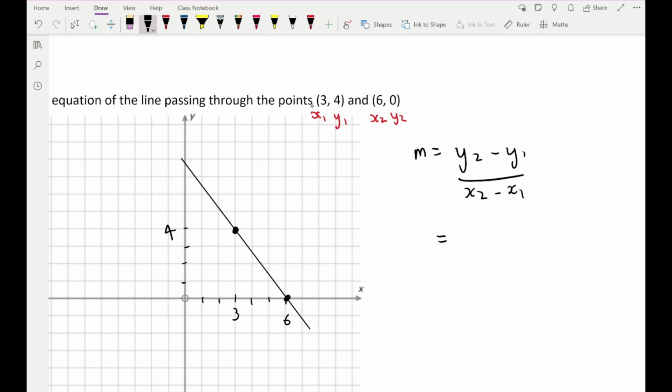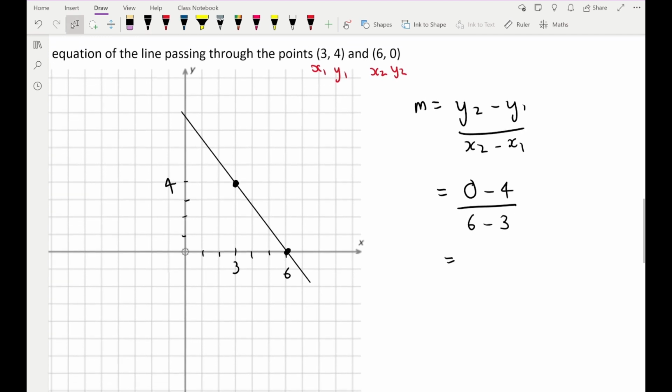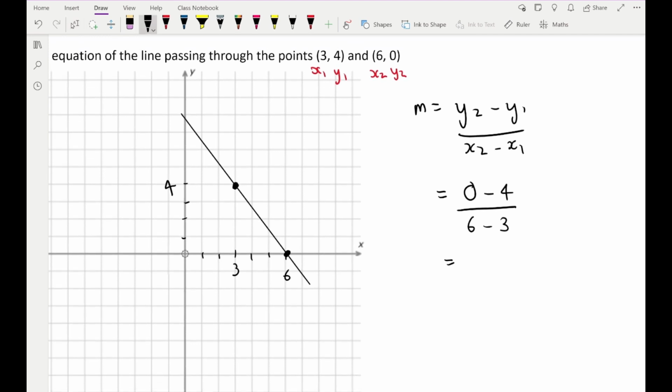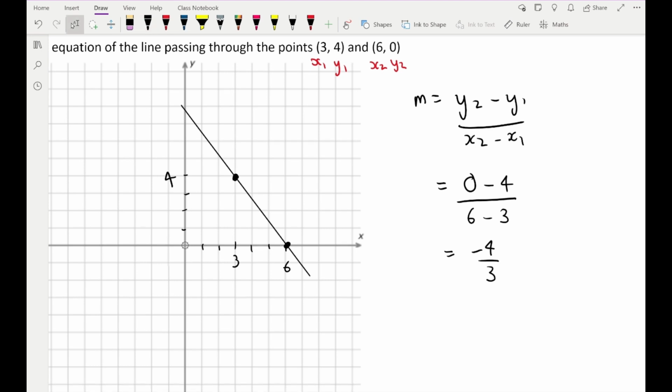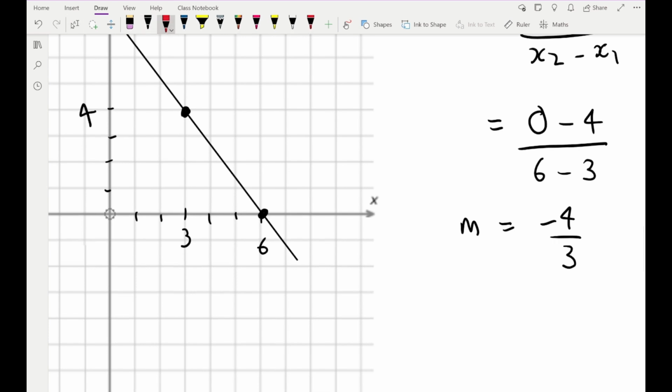So on the top we've got y2 take y1, that is 0 take 4. And on the bottom, x2 take x1, that's 6 take 3. Good stuff. So our slope is going to be -4/3. Interesting stuff. So there's a slope. It's a fraction, but it works. So in theory, and this kind of works out, if I go down 4 squares, I should go across 3 squares, which it looks like has happened on this graph already, just with the way we've drawn it. Excellent.